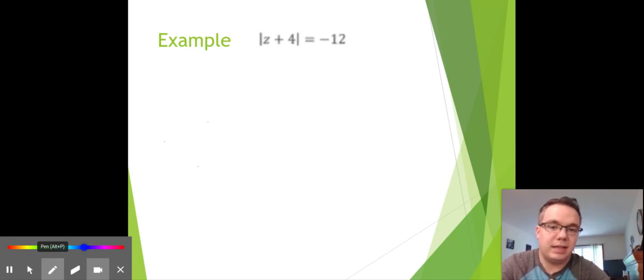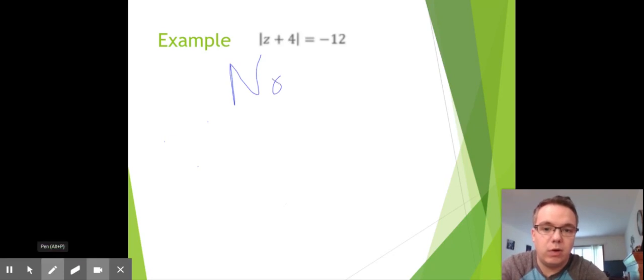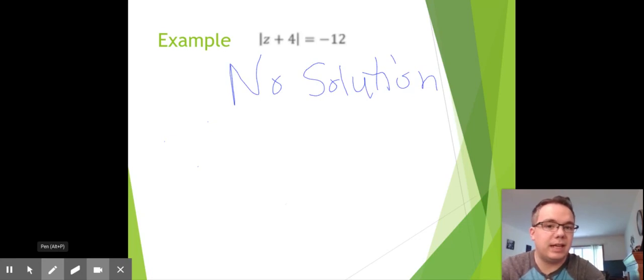And even if we plugged in negative 16, so that the number in the absolute value gets us negative 12, the absolute value of negative 12 is still positive 12. So there's actually nothing we can plug in at all to get this to be true. So we're going to write no solution, because the absolute value is a distance and it cannot equal a negative number.